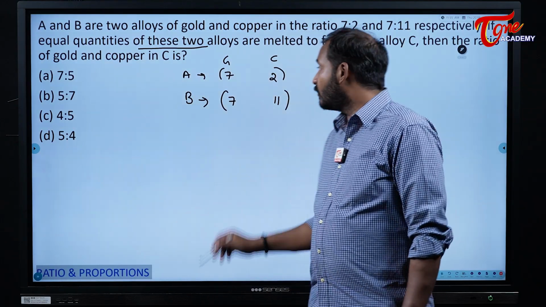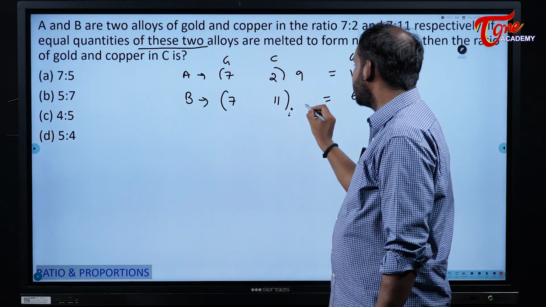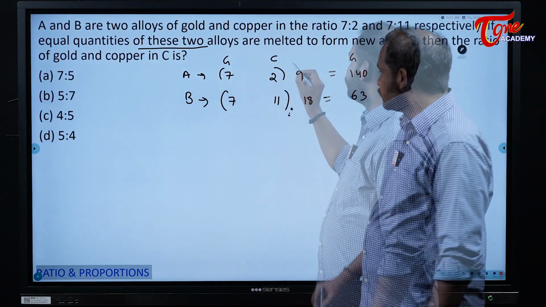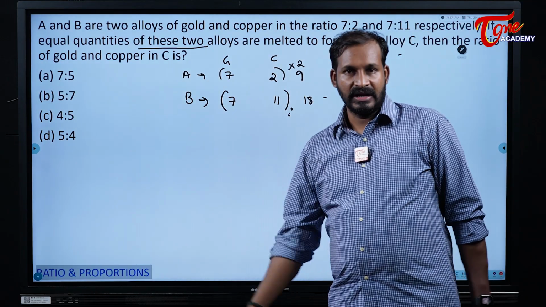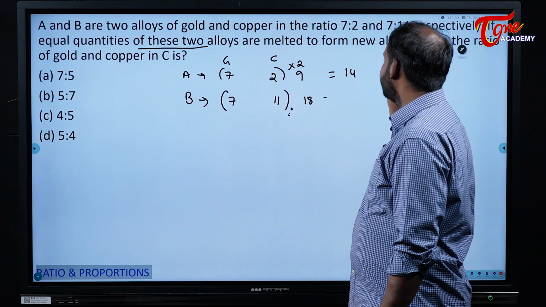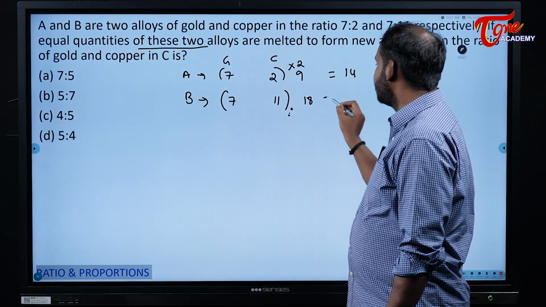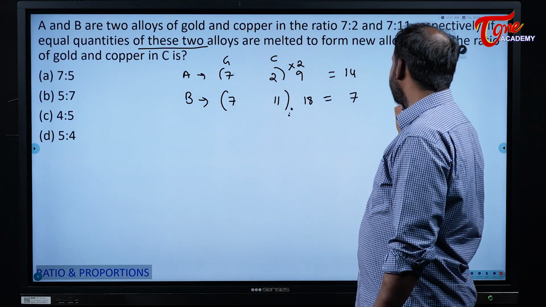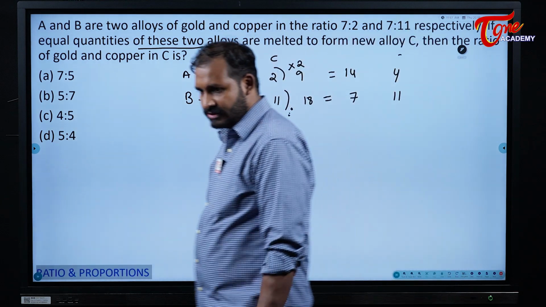7 plus 2 is total how much? 9. Total 9 parts, and this is total 18 parts. So I will multiply this with 2. So what happens to this now? 14 is to 4, and this one is the same 18 parts, no need to change anything. 7:11, 14:4 and 7:11.